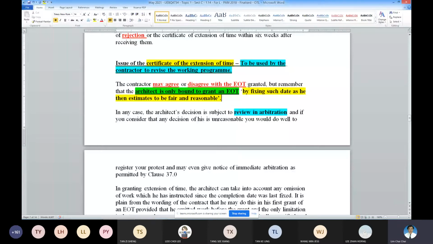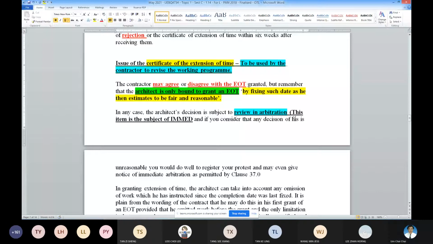So in this case here, if you look at your arbitration clause, this item is the subject of immediate arbitration, because these are critical in terms of extension of time. Because if you delay the extension of time, then the contractor cannot reprogram. So you will be giving a lot of problems, a lot of claims in future. So if not happy, then you will go for arbitration, and this one is immediate arbitration.